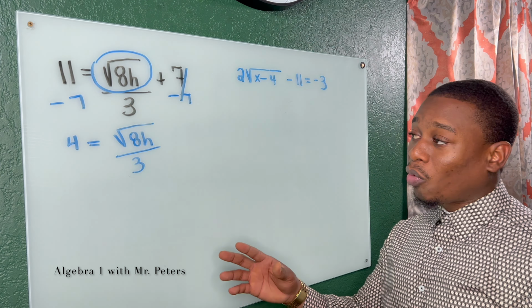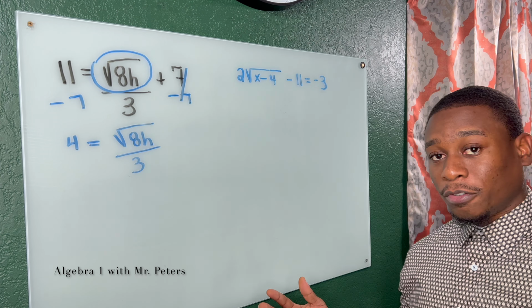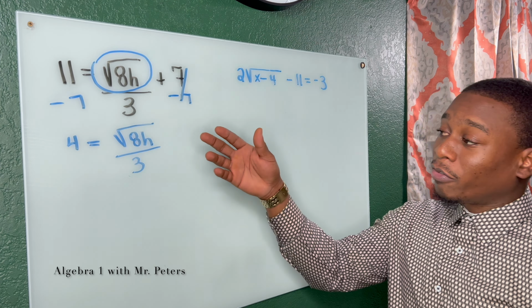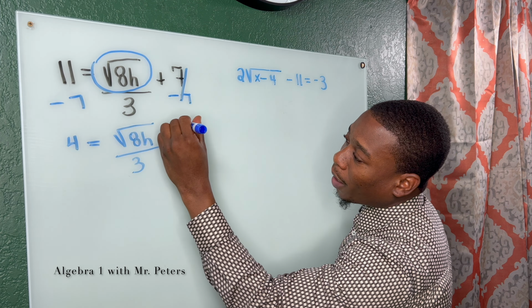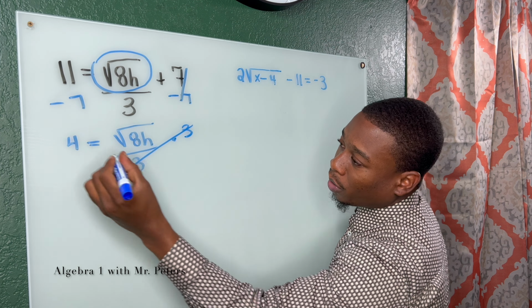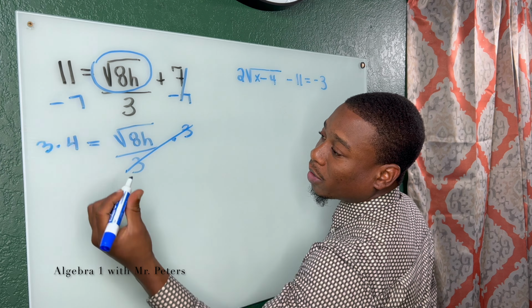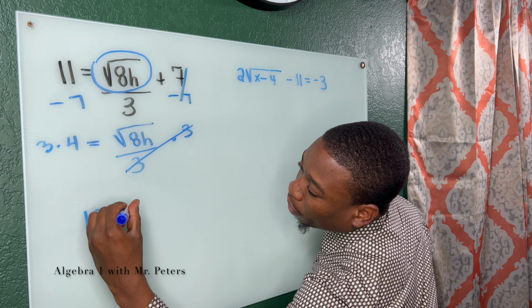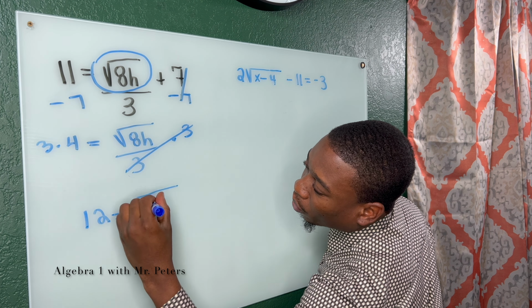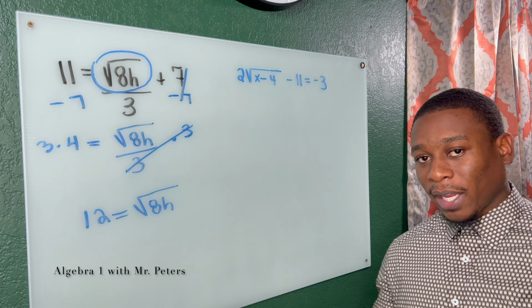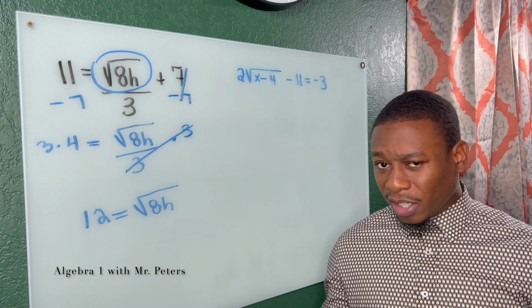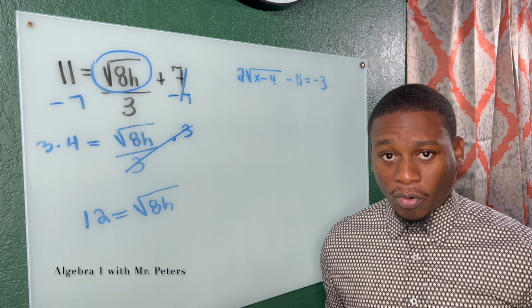Now in this step, the radical is still not by itself, right? It's being divided by another number. So to get rid of it, we're going to multiply by that denominator. On the other side, we're going to repeat the step. Now we have 12 is equal to radical 8h. So after we get the radical by itself, that's the first thing. And let's think of the word isolate. You want to isolate the radical.